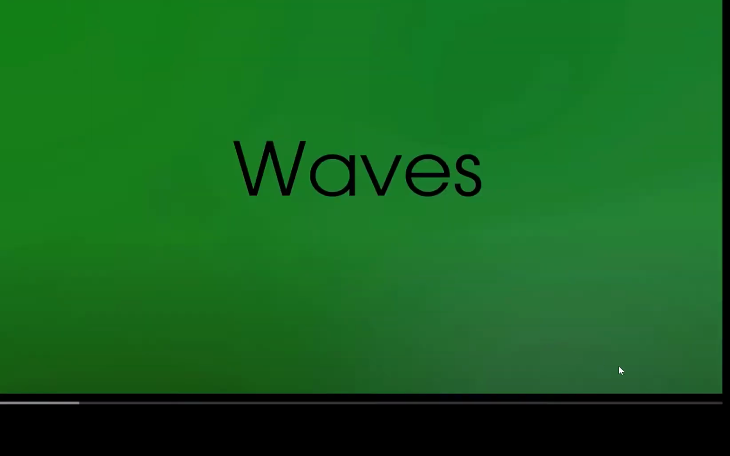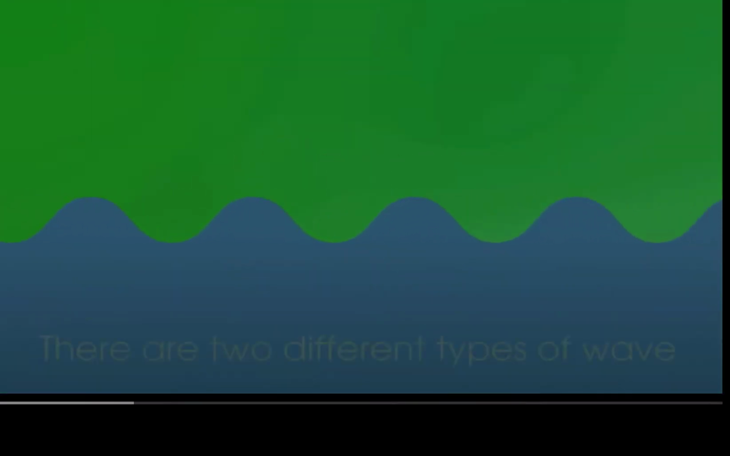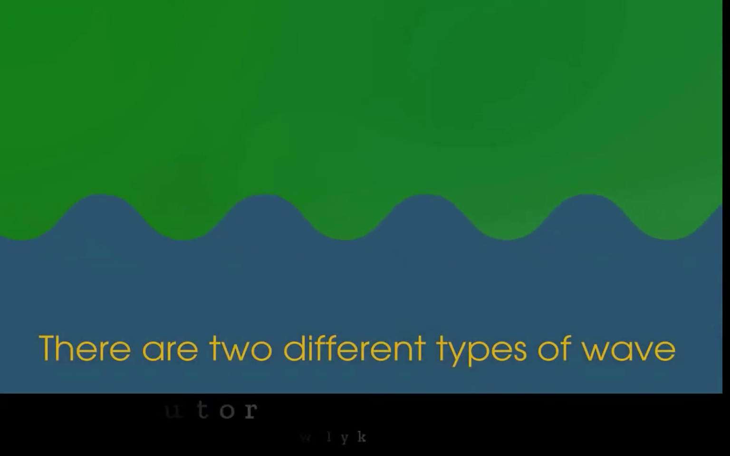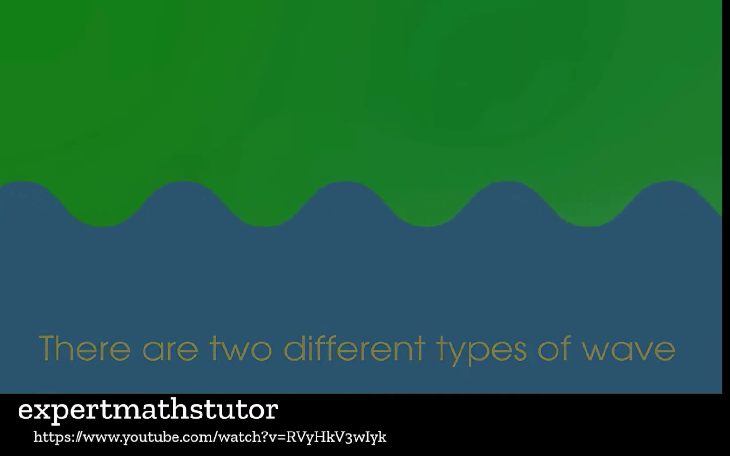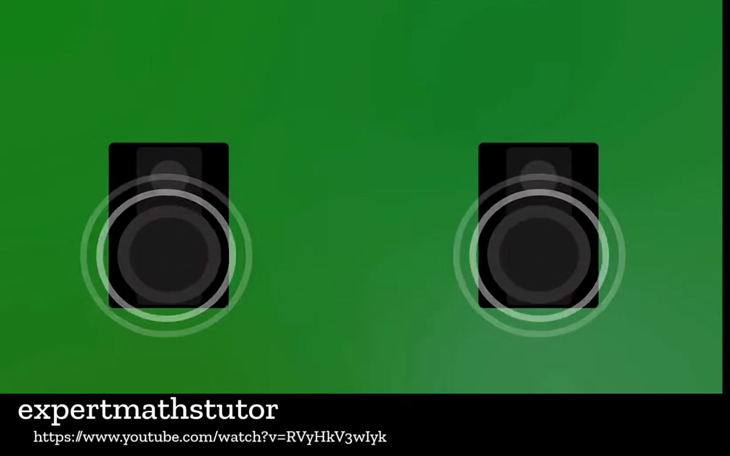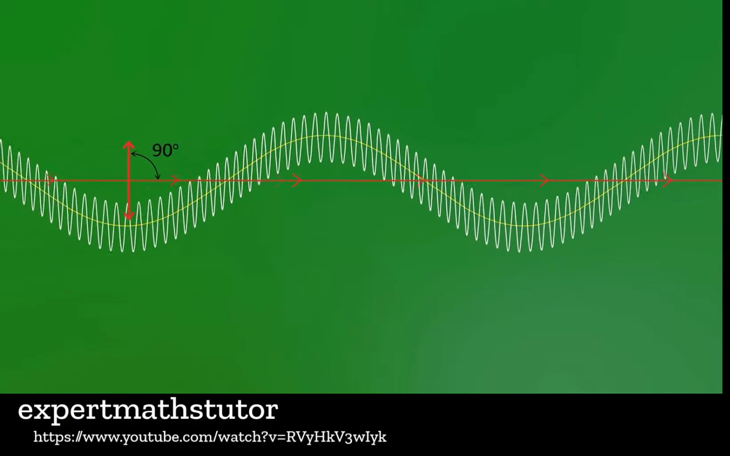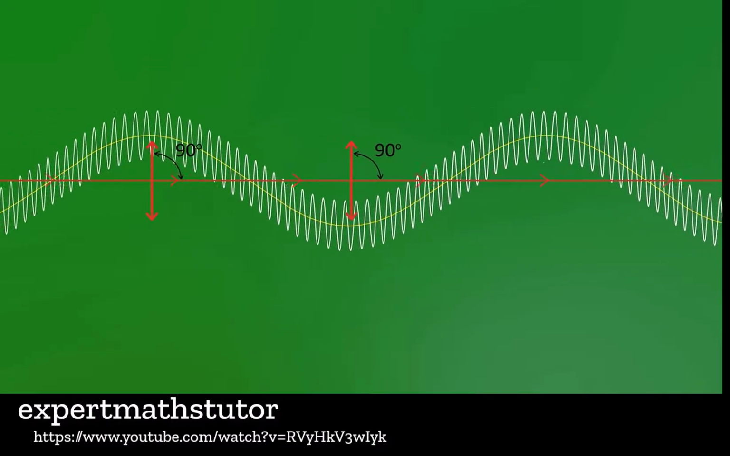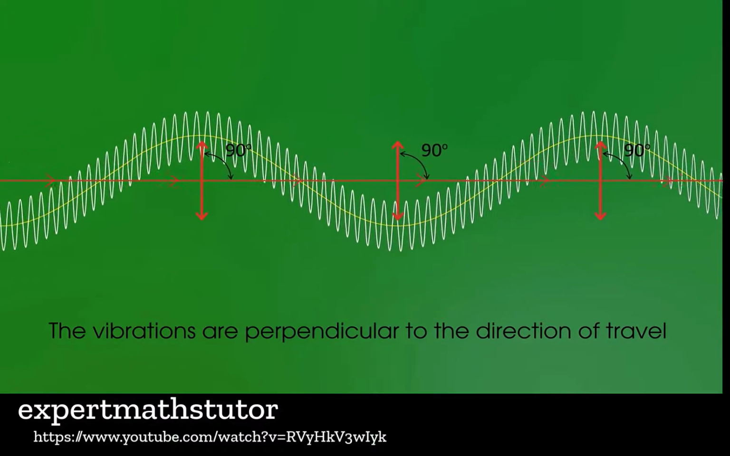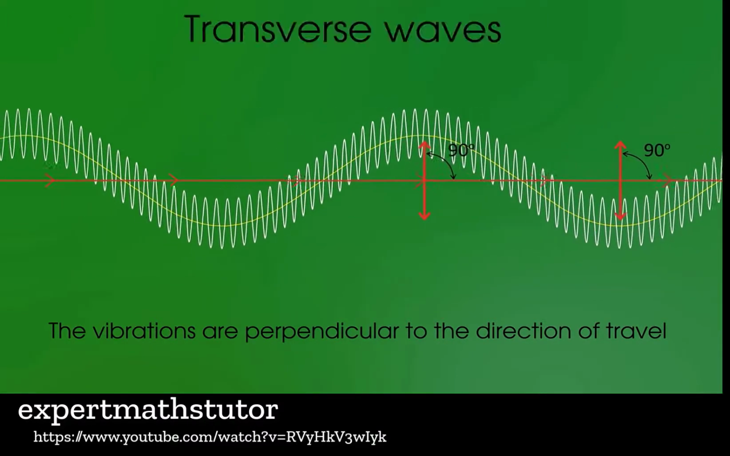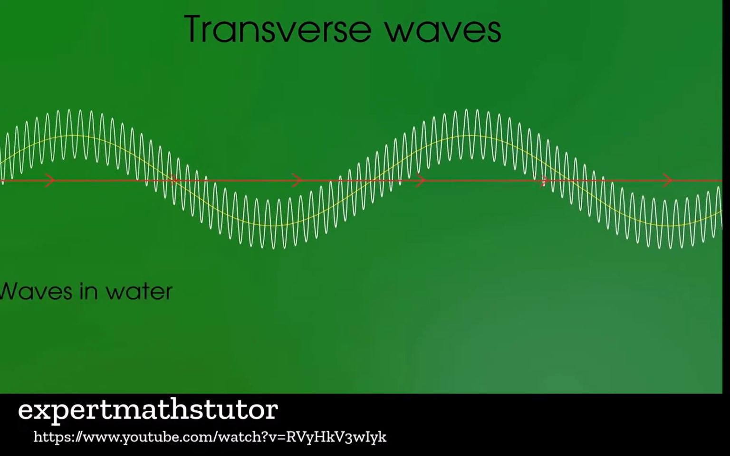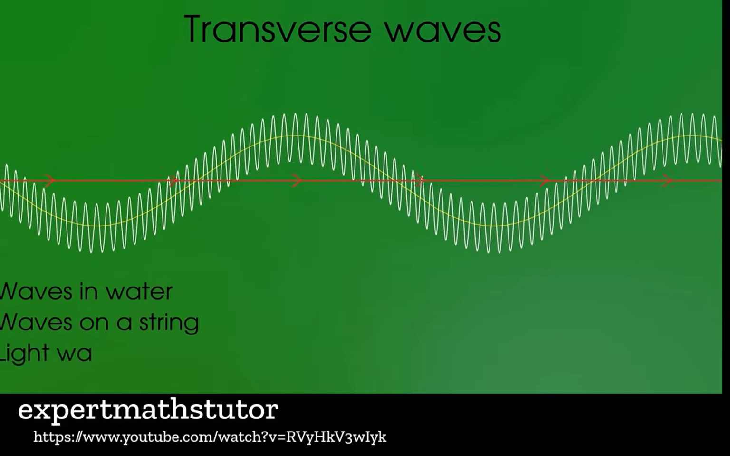Waves. One of the first things we need to know about waves is there are two different types of wave. One shown here by waves in the sea, and the other one shown by sound waves. So how are they different? Well, first let's look at the sea waves. If we look at them represented with this slinky, we see that the vibrations are at 90 degrees or perpendicular to the direction of travel of the wave. These are called transverse waves, and examples of them are waves in water, waves on a string, or light waves.